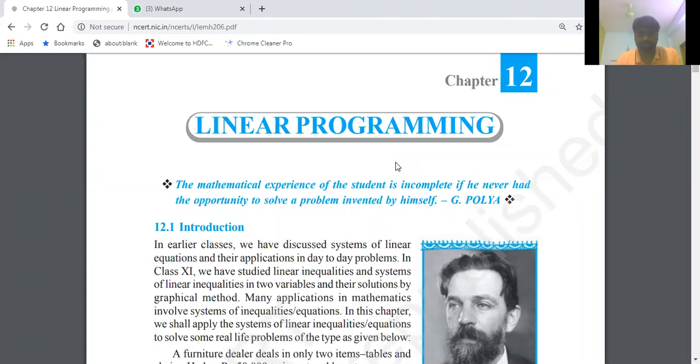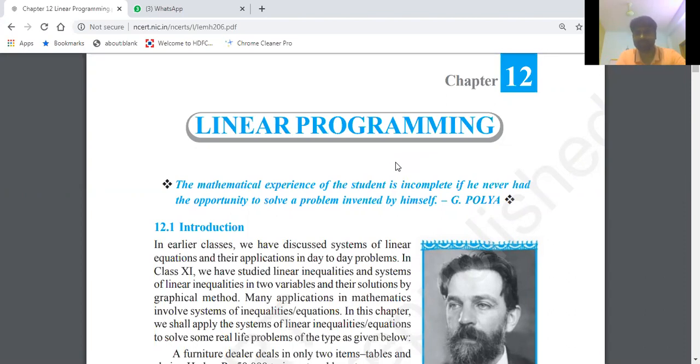So today in this lecture we are going to discuss a new chapter, linear programming. This chapter is based on optimizing problems. First of all, you must know the meaning of optimization. Optimization means we are going to maximize or minimize a given function. That function can be anything: a cost function, a revenue function, or any other function. So that function is going to be minimized or maximized.